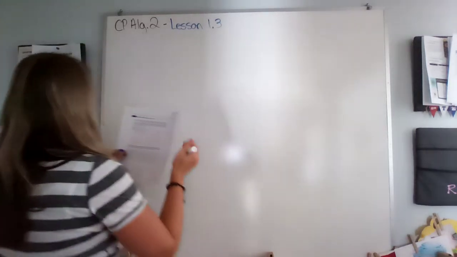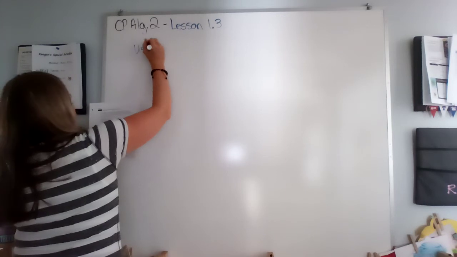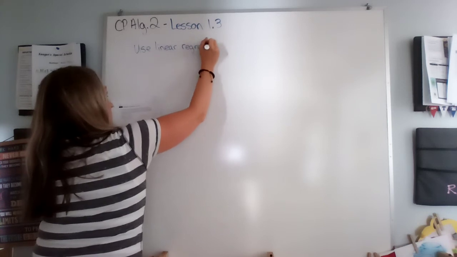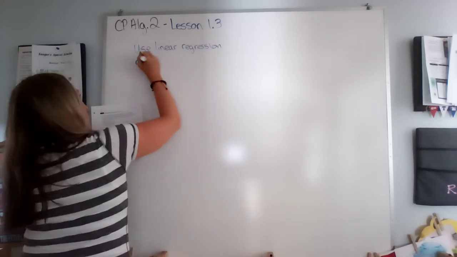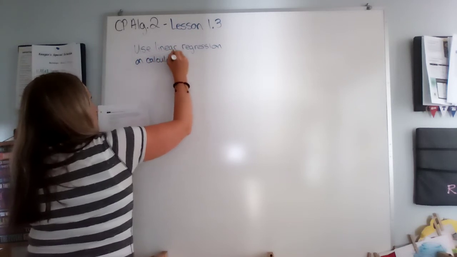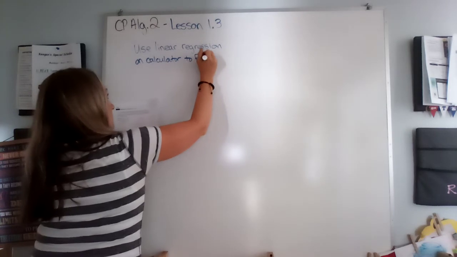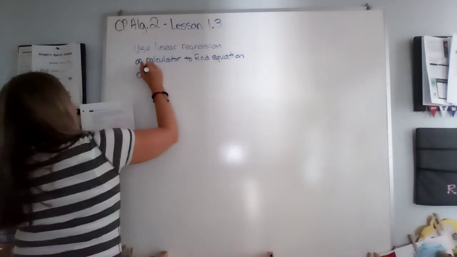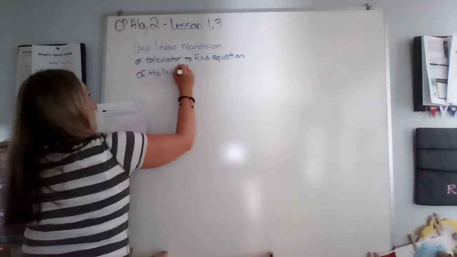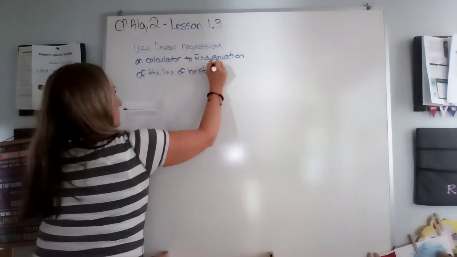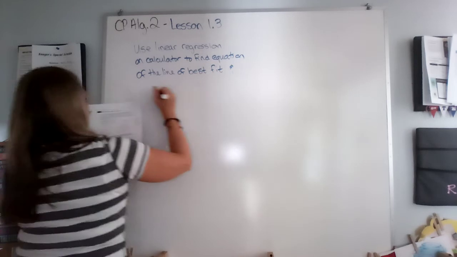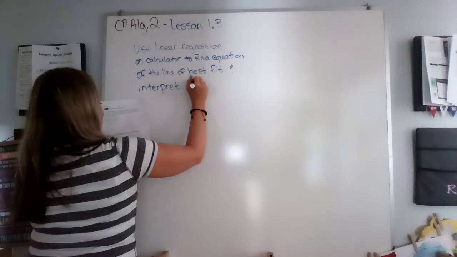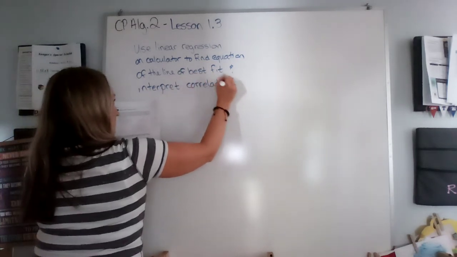All right, so the directions are going to say: use linear regression on calculator to find equation of the line of best fit and interpret correlation coefficient.